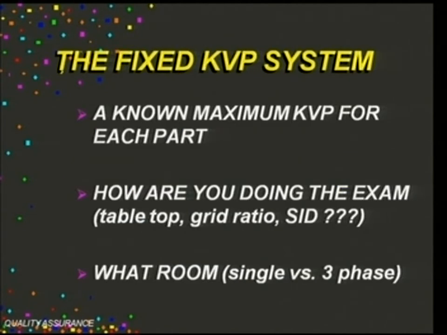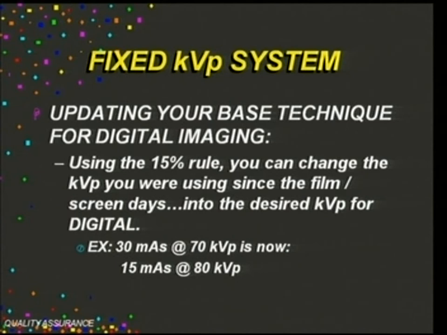So the fixed KV system is going to say that you need a maximum KV for the part. You need to know how you're doing the exam. Is it tabletop? Is it grid? Is it SID? And what room, not necessarily room 1, room 3, but you've got to know if you have a 3-phase or a single phase, or equipment changes like that. Generator changes do make a difference. And once you have those parameters set, you're going to start by fixing your base technique so you're shooting at higher KVs for the optimal digital systems.